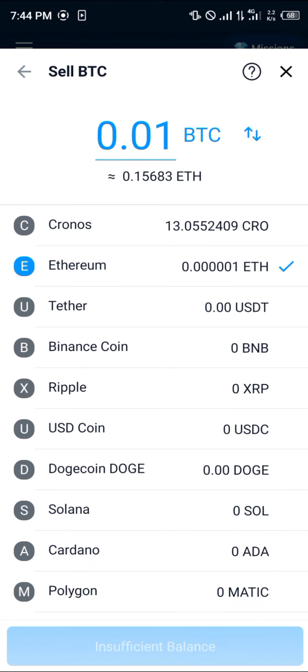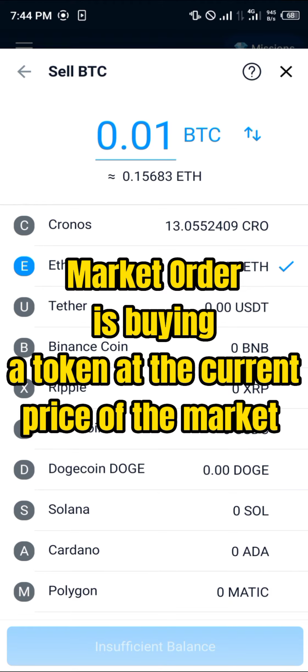Now, you might be wondering what the market order basically is. It's when you buy from the market instantaneously without any delays, no need to trade or look up charts. You just buy at the current market price. So you buy a particular token at the current market price.